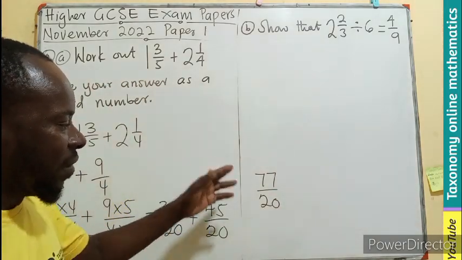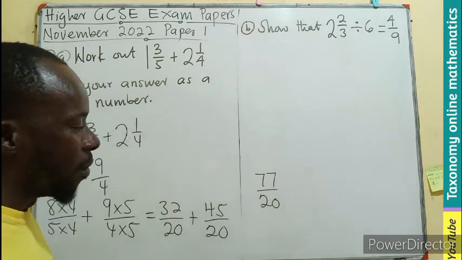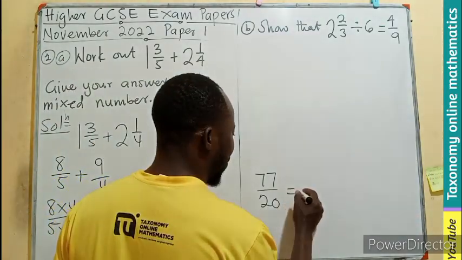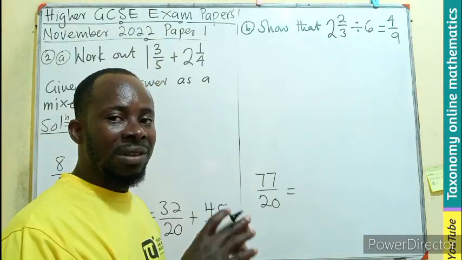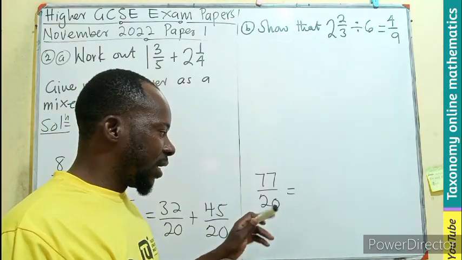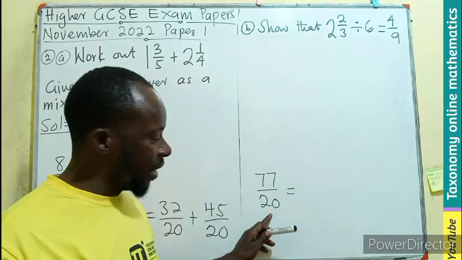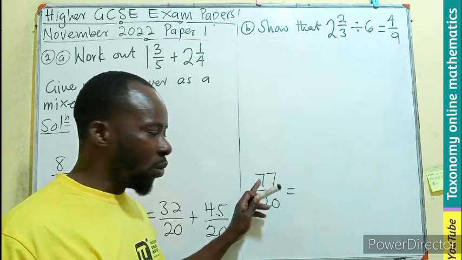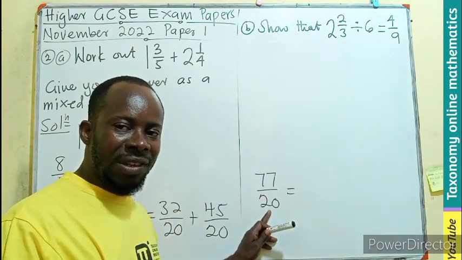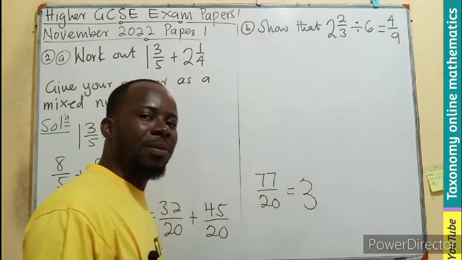Now we don't have any common factor here, so we are going to leave our answer in the mixed fraction form, meaning how many groups of 20 we can see in 77. 2 times this will be 40, 3 times this will be 60, 4 times this will be 80, which is bigger than this. So we go for 3, 20 times 3 is 60, meaning it will go there 3 times.